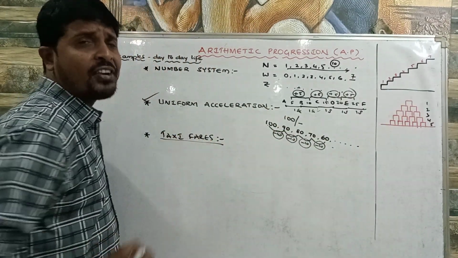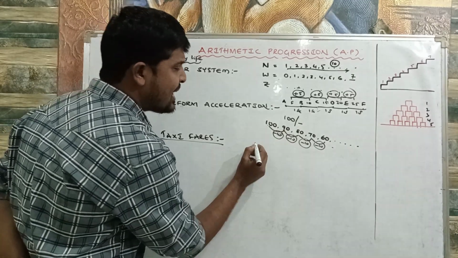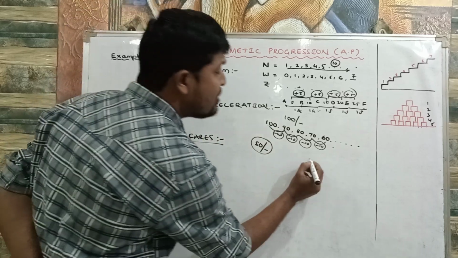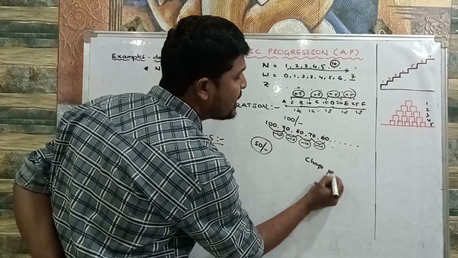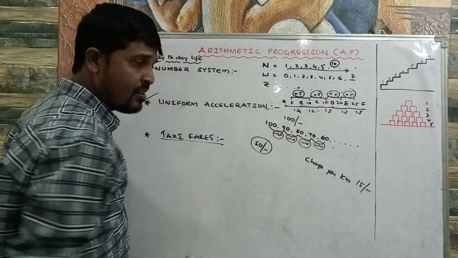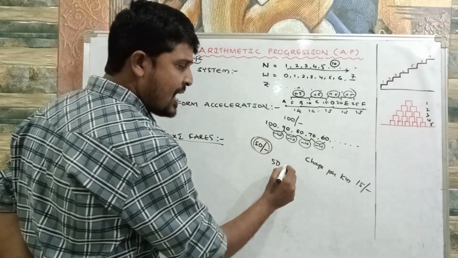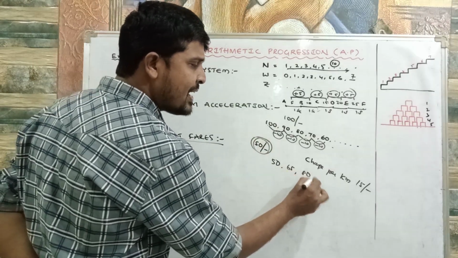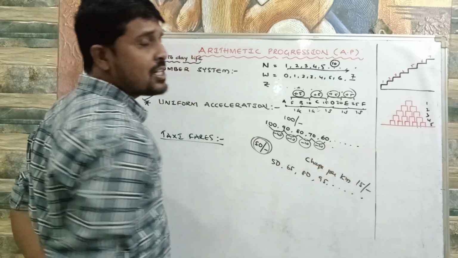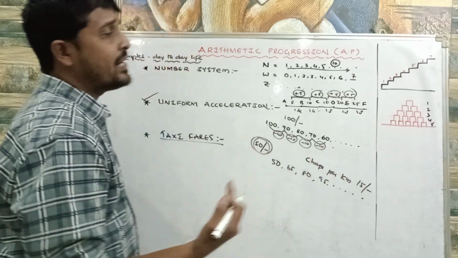Okay, we'll take the example of taxi fares. Let us take any company as an example. 50 rupees is considered the fixed amount, and then you find a charge per kilometer. Let us take the charge per kilometer as 15 rupees. For the first kilometer, when you get into the taxi, you pay 50, and then 65, then 80, then 95 and so on. For every kilometer, the charge changes like this. Every time 15 rupees is added.